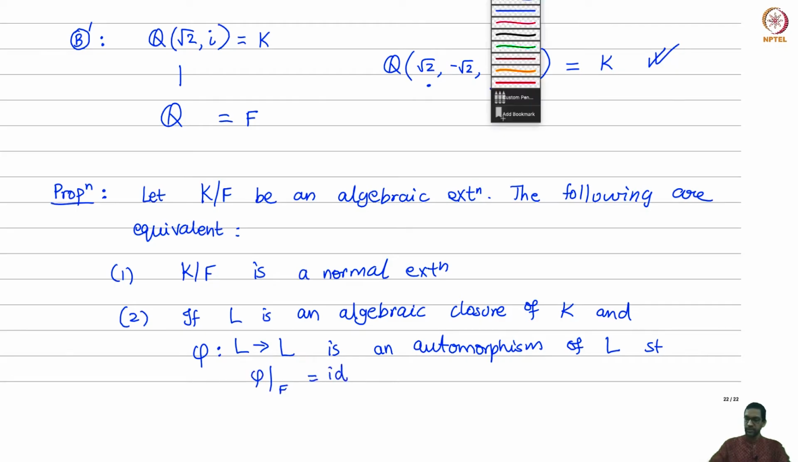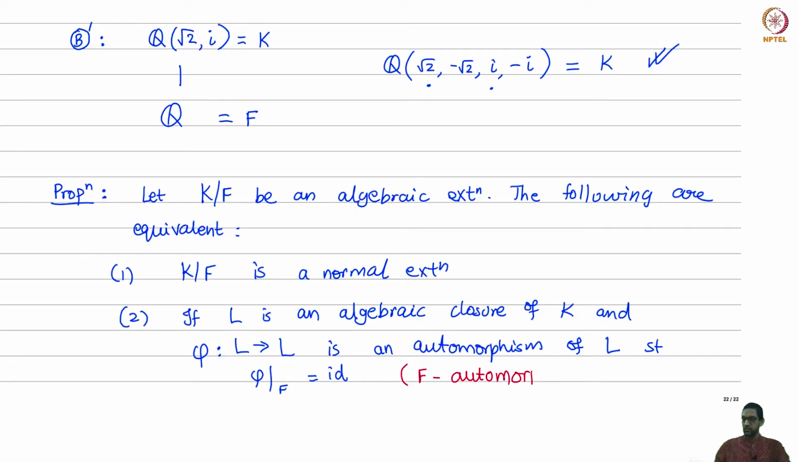By the way, this sort of thing keeps occurring all the time, and we usually give it a name. We say such a map is an f automorphism. Putting the f in front just says that it acts as identity on f, or it fixes f pointwise. Okay, so given an f automorphism of the field L, let me read this again.